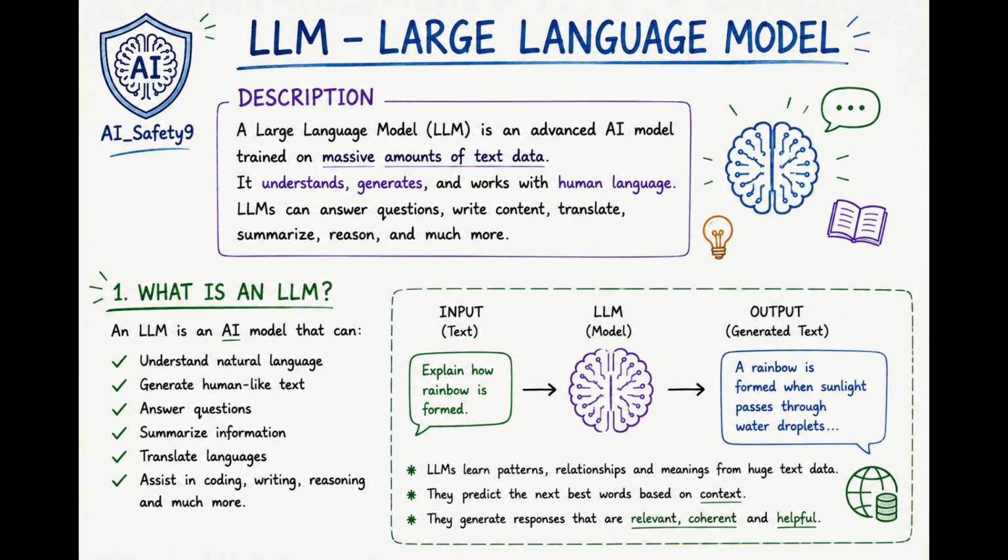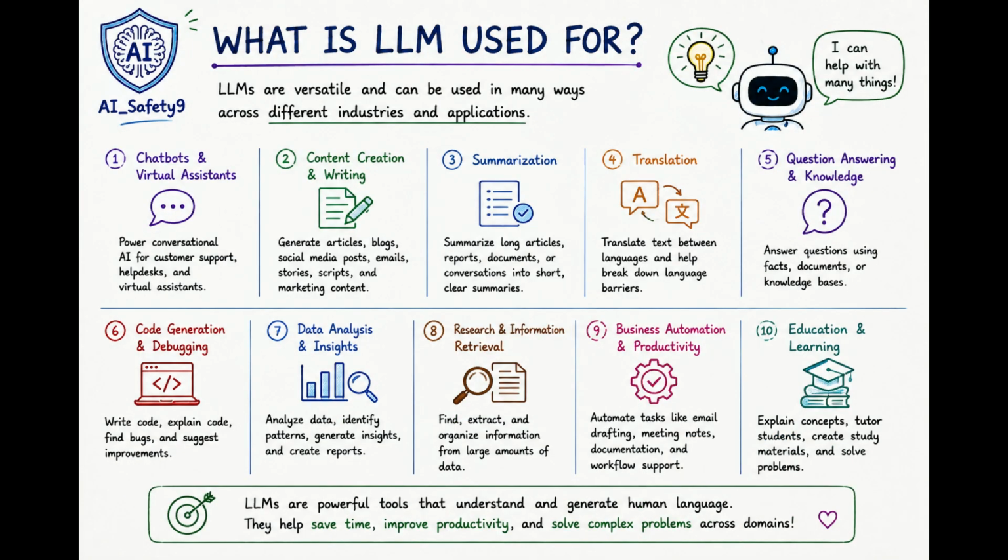This ability to understand language and generate useful responses is what makes large language models the foundation of today's AI revolution. So, what can a large language model actually be used for? The answer is almost everywhere. Today, LLMs are transforming industries by helping people work faster, make better decisions, and automate repetitive tasks. One of their most common uses is as chatbots and virtual assistants, where they provide instant customer support, answer questions, and assist users around the clock.